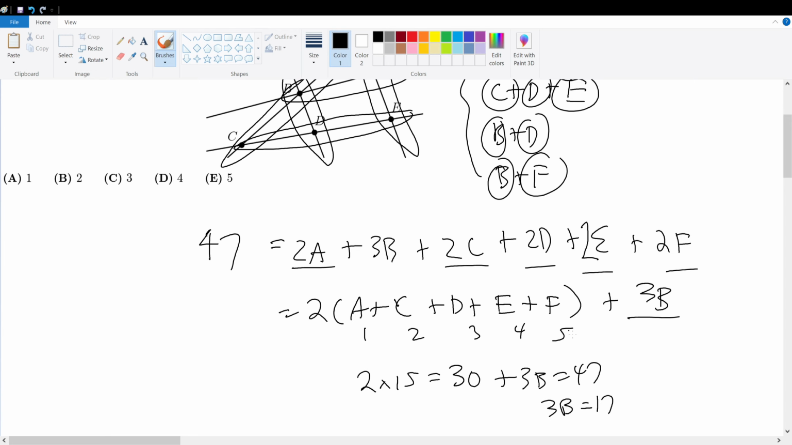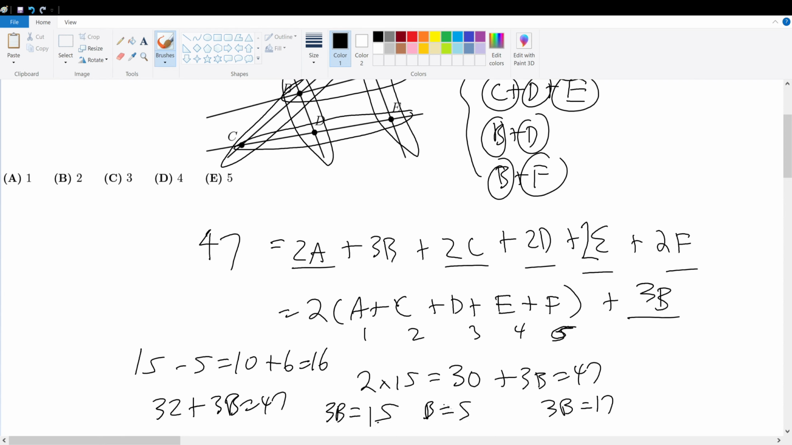Let's change it up. Let's say it's 1, 2, 3, 4, 6, right? Then that would be the sum of 15 minus the 5, which is 10, and then we add the 6, which is 16. So that's 16 times 2 is 32, plus 3B is equal to 47. Well, would that work? Well, 3B would therefore equal 15, and B would equal 5. That's a valid solution. So therefore, a valid solution would be E.